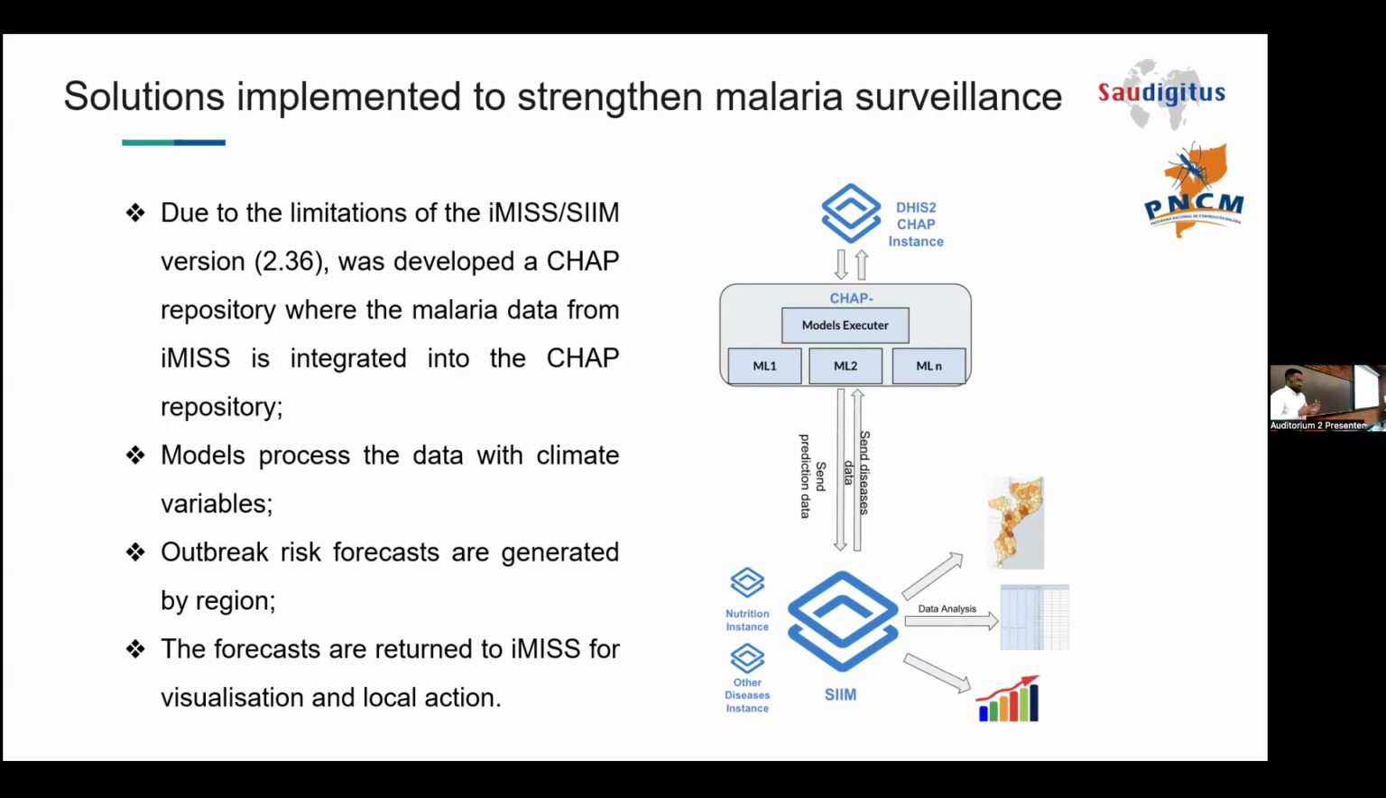So basically, in this instance, they integrate the malaria data and climate data into the same instance, generate the predictions and then send them to the malaria repository. And this is automatically processed. The model processes this data with the climate data that the malaria program wants and then sends the data to their repository.